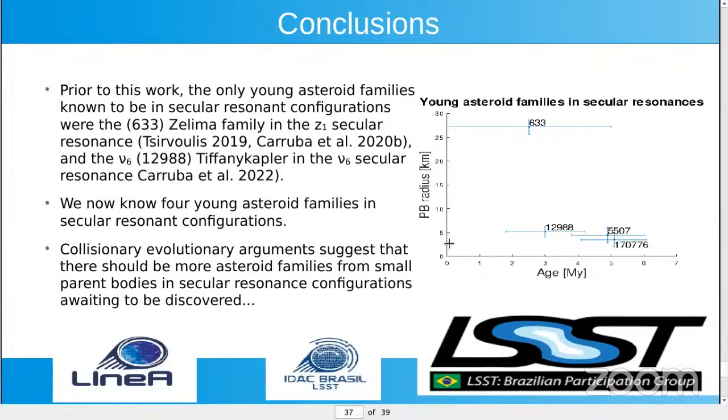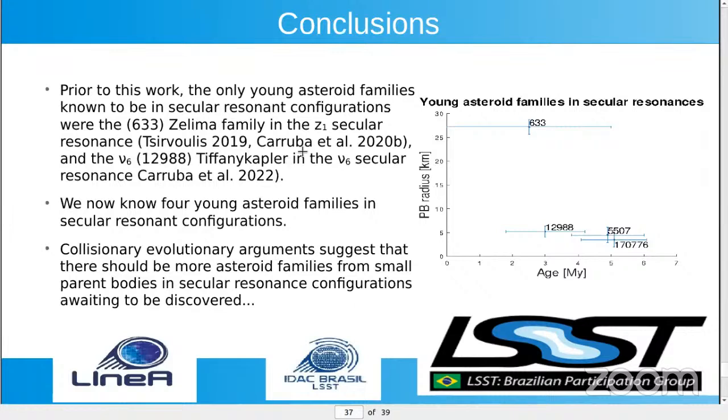So prior to this work, the only young asteroid families known in a secular resonance configuration were the Zelima family, which is in the z1 secular resonance, and the Tiffany Kepler. So now we have found two more, which are the 5507 and 170,776. And the estimated parent body of these objects is much smaller. We're talking about objects that are less than 5 kilometers, while the parent body of the Zelima was much larger.